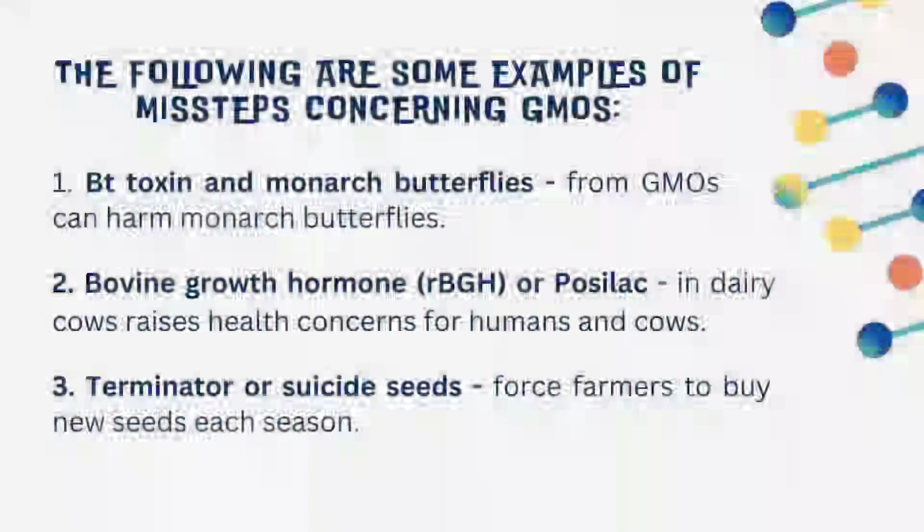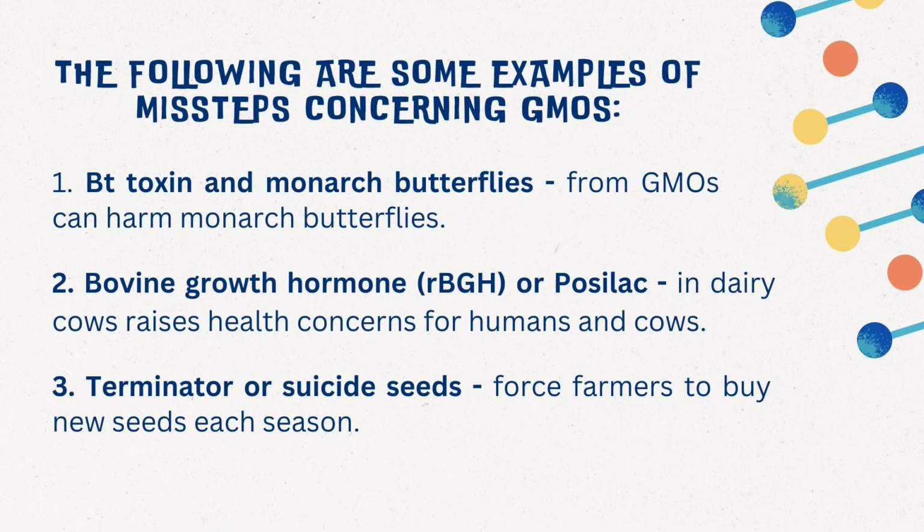The following are some examples of missteps concerning GMOs. First, Bt toxin in monarch butterflies. Laboratory experiments suggest that death may occur among monarch butterfly larvae that ingest Bt corn pollen on host plants, per Wolfenbarger and Pfeffer 2000.